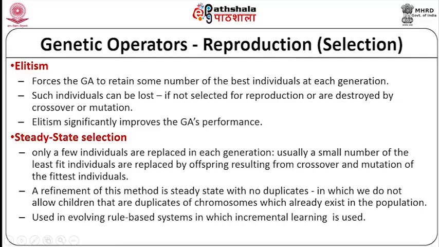So, we have elitism, which forces the GA to retain some number of best individuals in each generation. The best individual in each generation is maintained, that is elitism. In steady state selection, only a few individuals are replaced at each generation. You have a set of individuals, you do not replace all of them, you replace only a few, that is steady state. And if the children formed are duplicates, you do not allow them, that is called steady state with no duplicates.